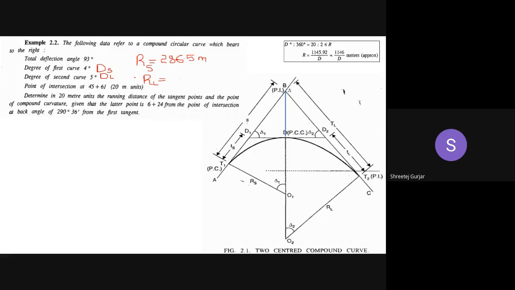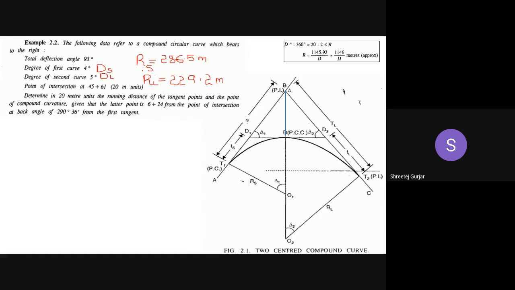RL will be 1146 divided by 5 degrees, divided by 5. 229.2 or 229.9? Can you verify? 229.2. Yes, sir, 229.2. Okay. So this we have calculated now. We have calculated the radius.